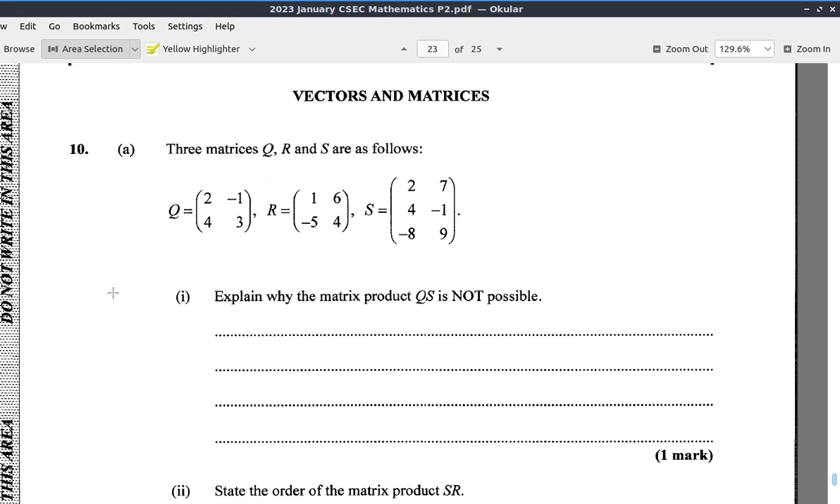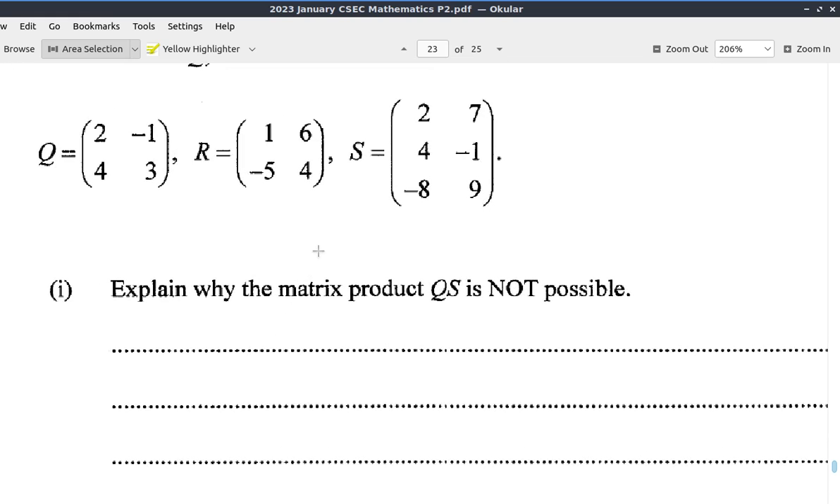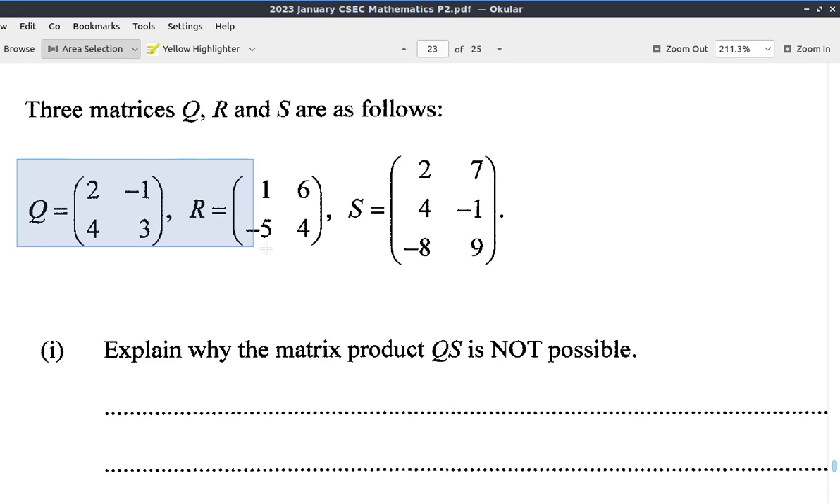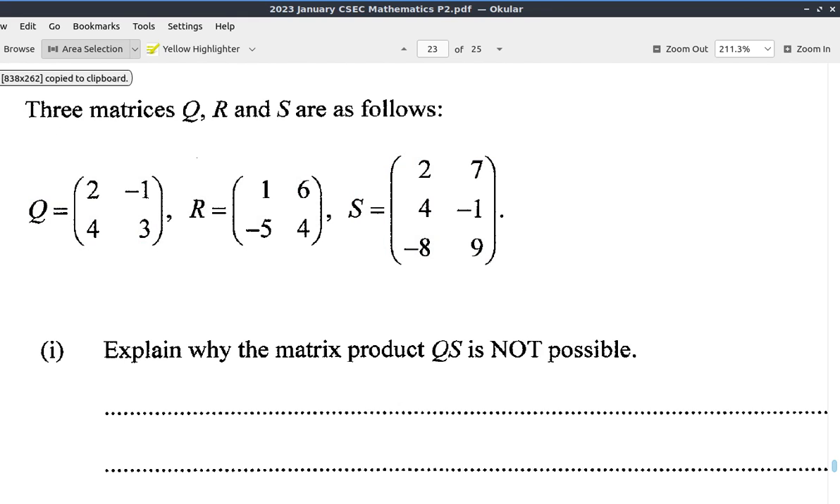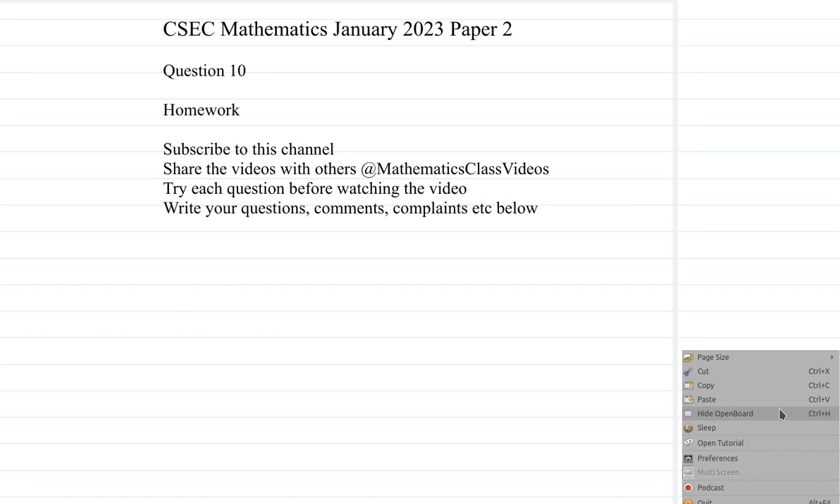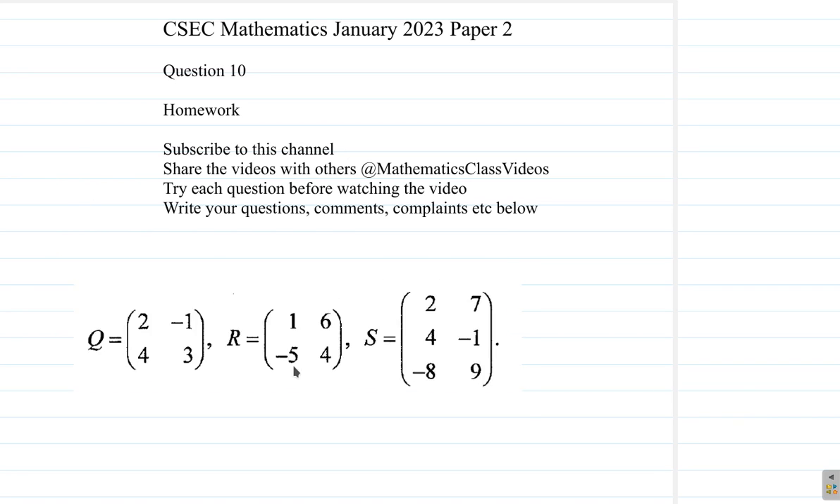Alright, what we do is, let's copy this and put it over the other screen. Copy the matrices, put them over here. Alright, good.